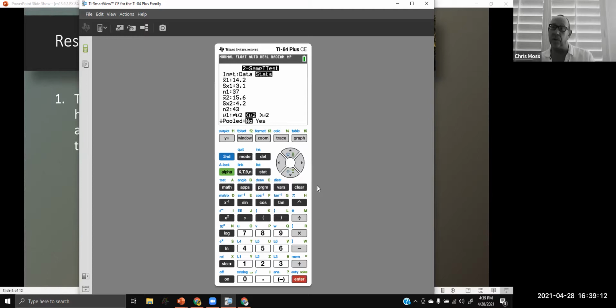I have summary statistics, and I preloaded the calculator with the appropriate mean, standard deviation, and n for each of the samples. One thing I need to make sure is I select the correct tail of the test. This is a left tail test.